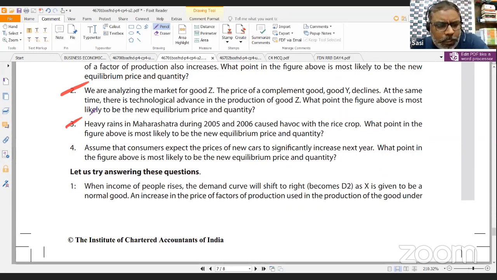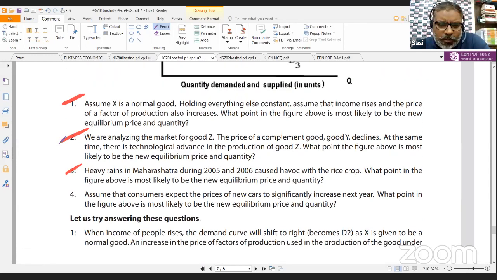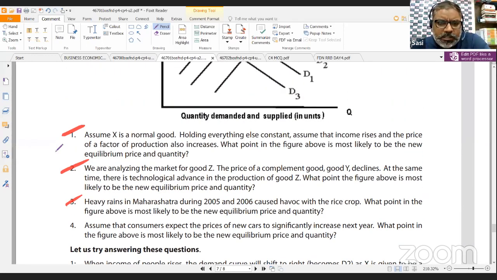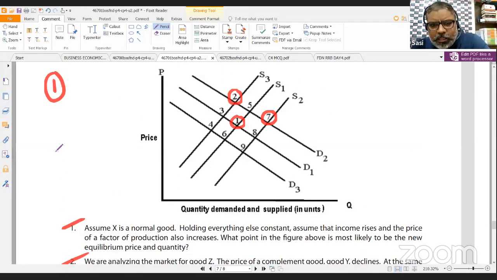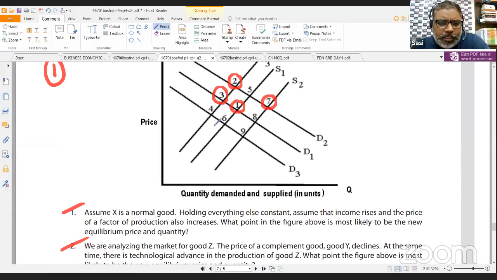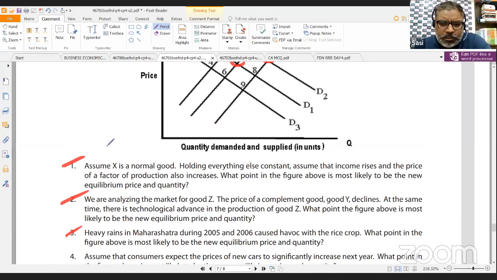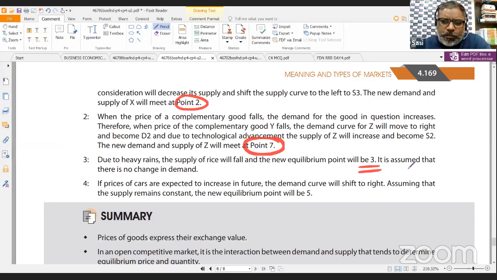Now, point number 3. Heavy rains in Maharashtra during 2005-6 caused havoc with the rice crop. What point in the above figure is most likely to be the new equilibrium price and quantity? Only one thing is mentioned here. Demand is not changed. Supply has reduced. Demand is the same, D1. Supply reduced means S3 it would have become. That means the new equilibrium point should ideally be 3 for the third question. That is the equilibrium point.